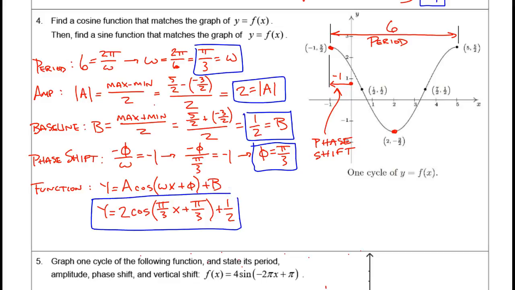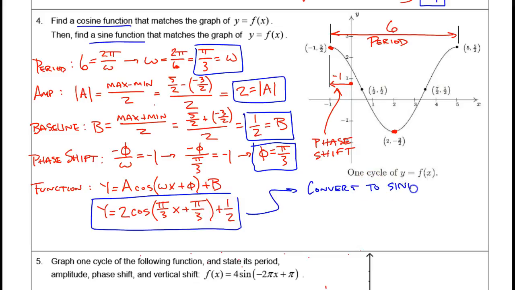And that's the final answer there. Find a cosine function that matches the graph. We've done that. But there's a part 2 here. It says then find a sine function that matches the graph of y equals f of x. Uh-oh, so I have to take all this work I did and start it over? Could that really be what we have to do to convert to sine?